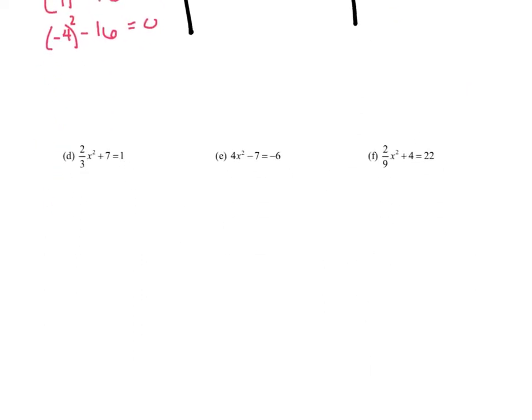All right, I got a few more for you. Now I threw some fractions in there just to mess with us a little bit, but don't let it fool you. So I'm going to move my 7 over. So 2/3 x squared equals 1 minus 7, which is negative 6.